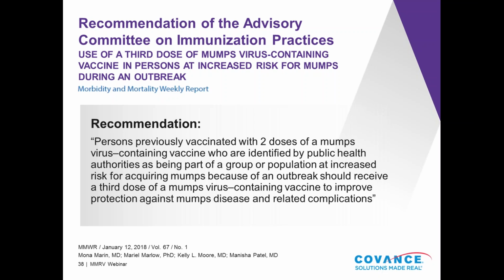Protection against severe disease, however, is maintained, but considering the evidence regarding the public health burden of disease and the known risk factors, persons who are at increased risk for acquiring mumps because of an outbreak are identified as a public health priority for receiving a 3rd dose of a mumps-containing vaccine, either MMR or MMRV, bringing the vaccination with the MMR and MMRV vaccines back to the spotlight.